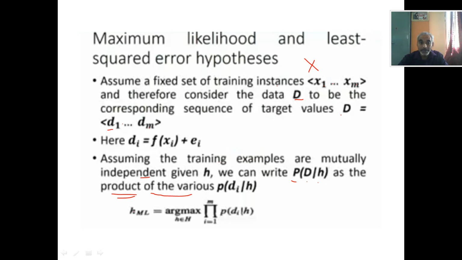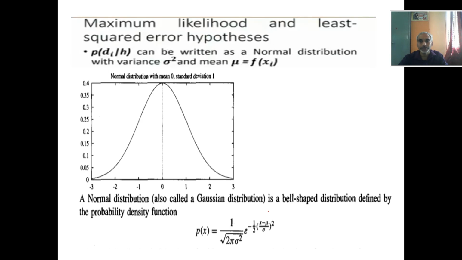So now we can say the maximum likelihood hypothesis h_ML is equal to argmax of the product over i equal to 1 to m of p of Di given h. Di means the target values you obtain for this input, given the hypothesis h for this given data set.